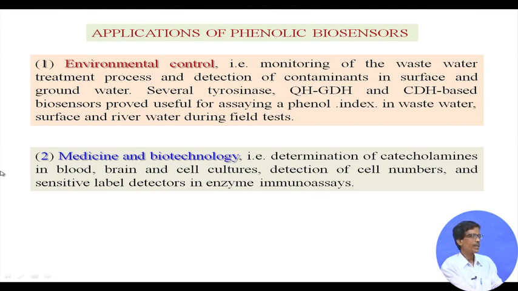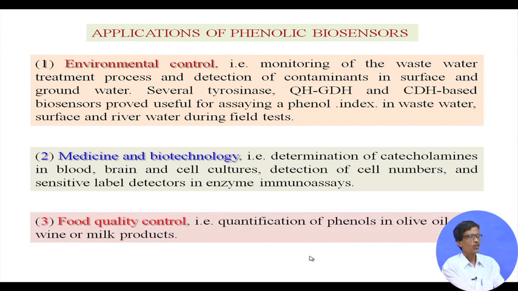So when these are present in these diverse types of samples, the pathologists and clinical analytical chemists also handle blood samples, brain samples, whatever sample you can take out from the brain, and also cell cultures, for the detection of cell numbers and sensitive lab detection in enzyme immunoassay. If the enzyme is a catechol oxidase type of enzyme, that can be assayed very nicely by knowing the corresponding information from your phenol biosensor.